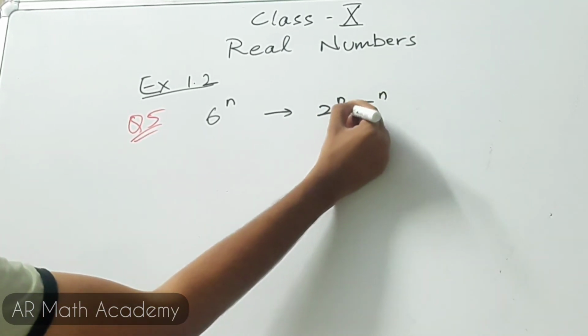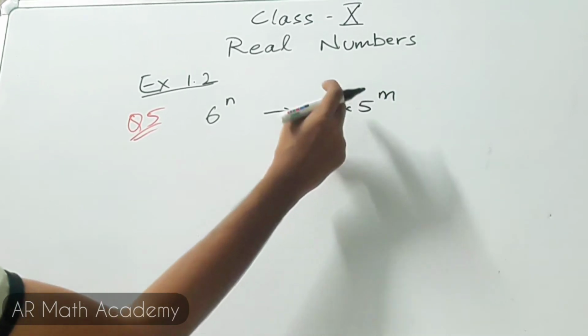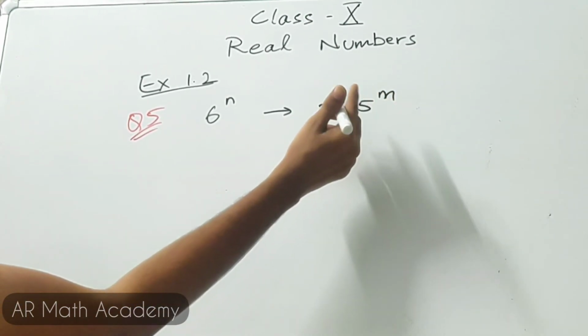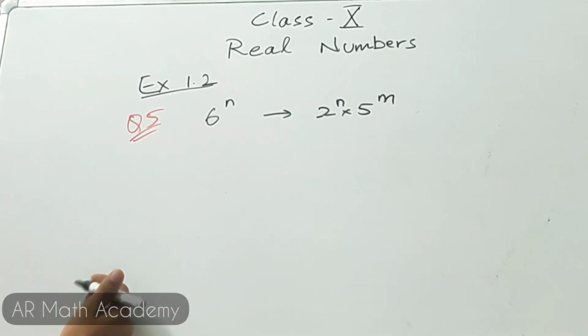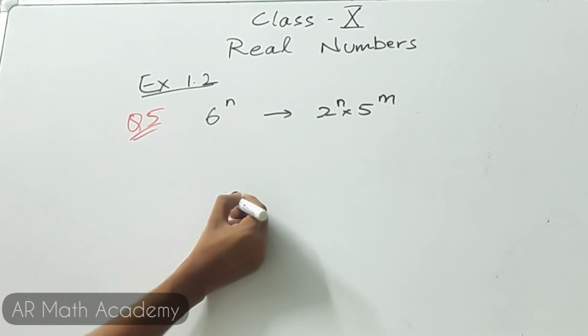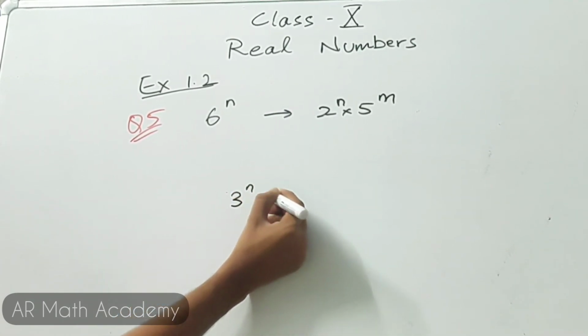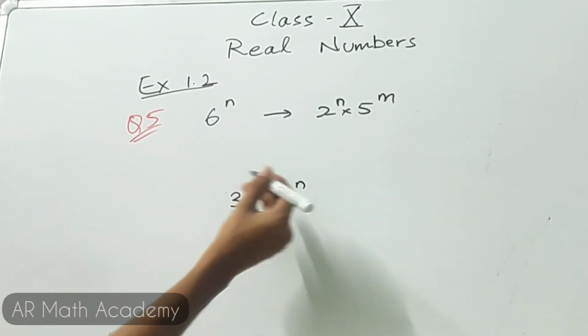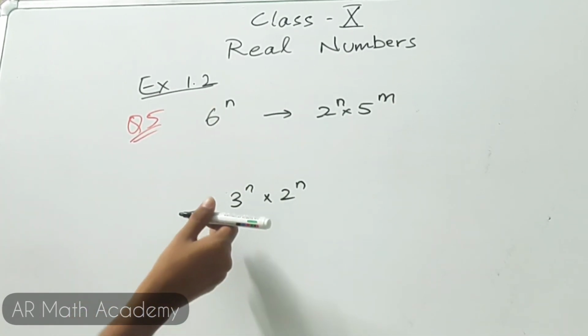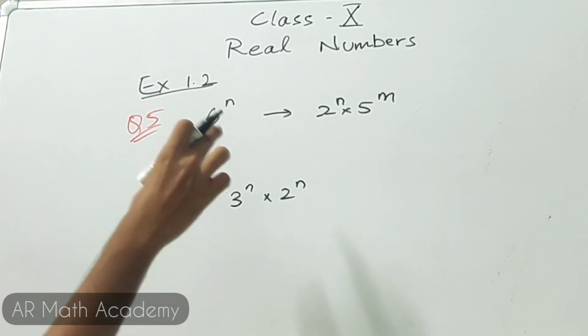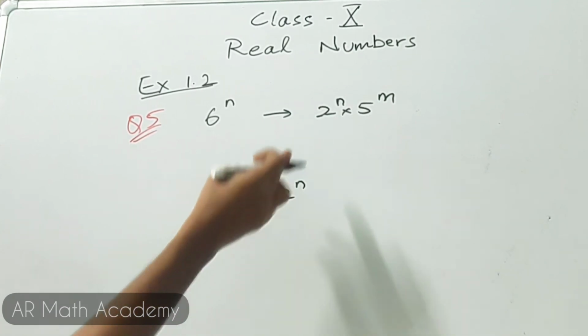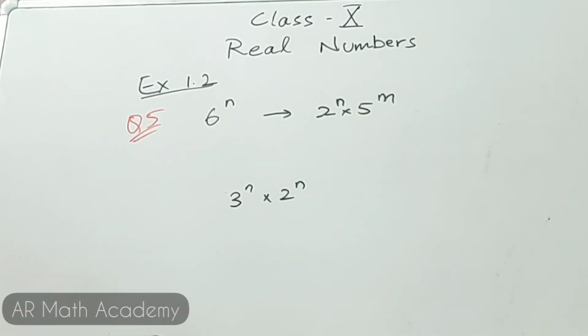Product of 2 power n and 5 power m, for any numbers m and n, is there in this expansion of 6 power n. Well, you can see that 2 into 3 is 6, 2 power n into 3 power n is 6 power n, right? So this number can only be split into 3 power n and 2 power n. It cannot be split into 2 power n and 5 power n, right?